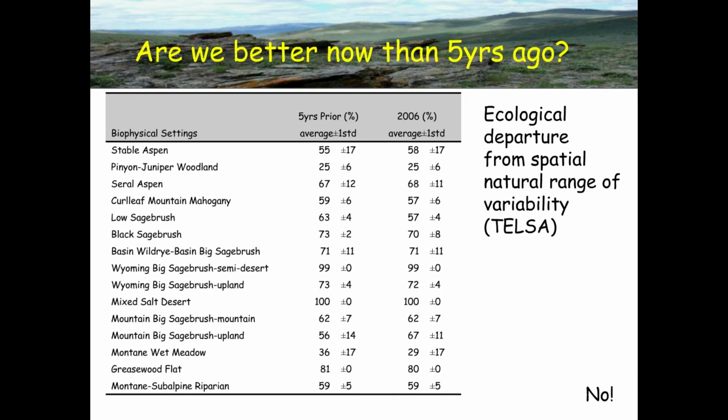Then we did this for the spatial. So we use a spatial natural range of variability. The same calculation, and it's actually a little bit worse, because the vegetation is even more departed in the spatial reference condition than it is from the non-spatial one. So, not great.